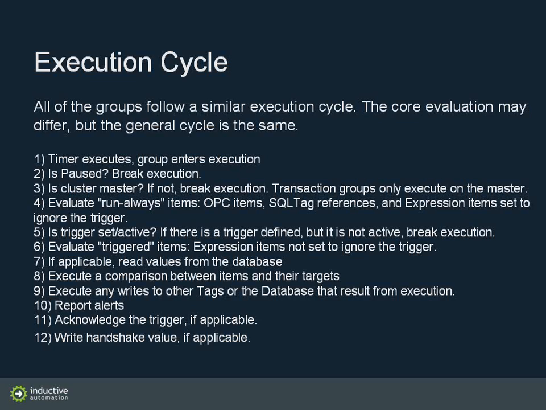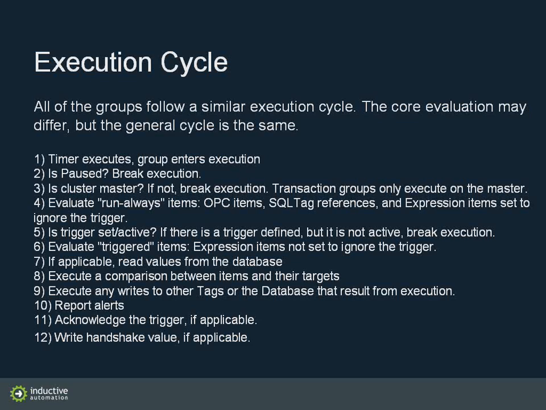And then once the trigger is actually active, all of the triggered expression items will then run. All those expression items that are set to on trigger, once it's active, will then evaluate and get those values. And lastly, we're going to compare these values between items and the targets. If they differ in any way, those values are going to get written to the database or written back to the PLC. We'll report any alerts that may happen along the way. And at the very end, we're going to acknowledge the trigger, if applicable, and write those handshake values.